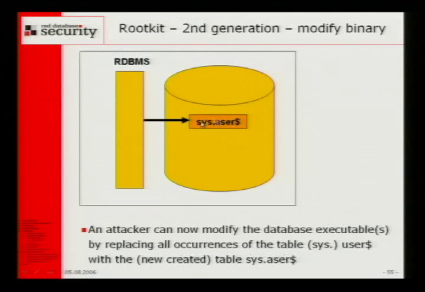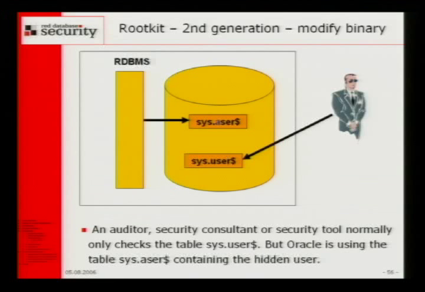So if you log on to the database, Oracle is now looking in a different table. The old table still exists. So a security auditor who has heard of first-generation database rootkits, even if he looks in the sys.user$ table, will not find the backdoor. So the guy is looking in the wrong table.